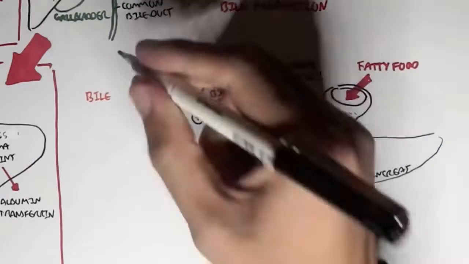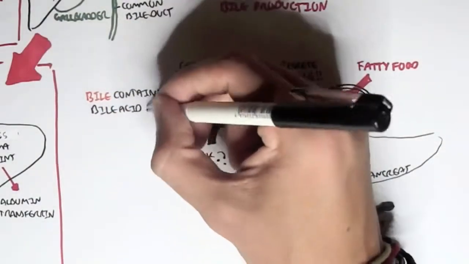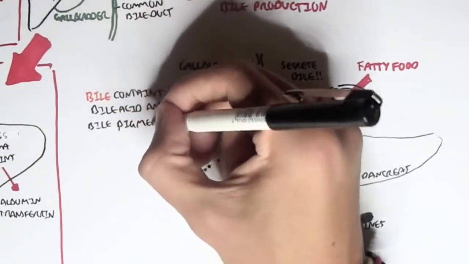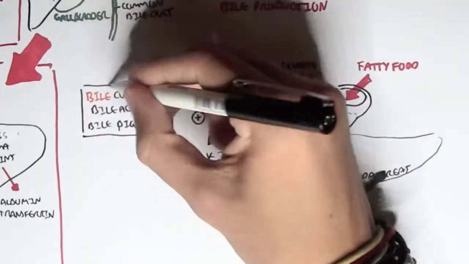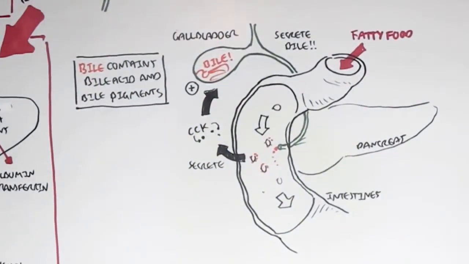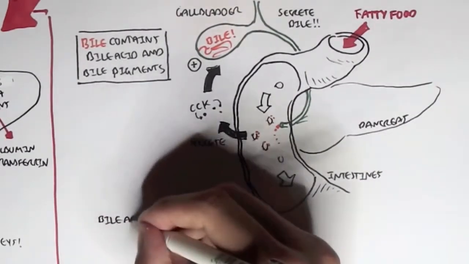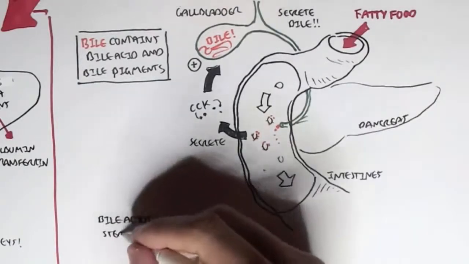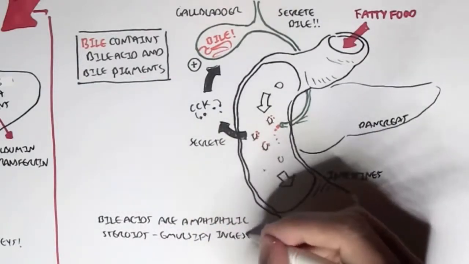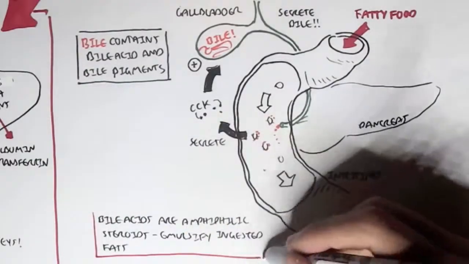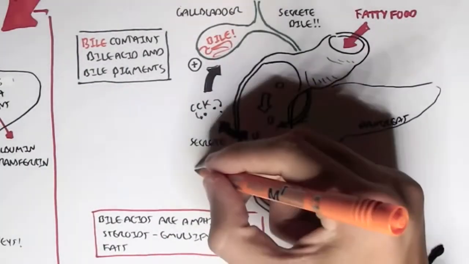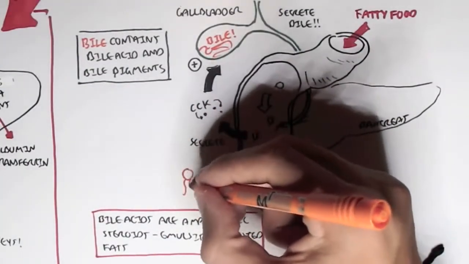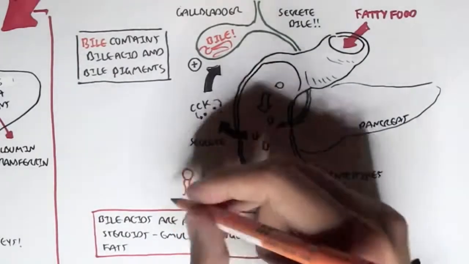Now, bile is made up of two main things. It's made up of bile acids or salts, and also bile pigments. So bile acids and bile pigments. Let's firstly look at bile acids. Bile acids are amphiphilic steroids, and they emulsify ingested fats so that the fats can be easily digested and absorbed by the small intestines. Bile acids are amphiphilic steroids.